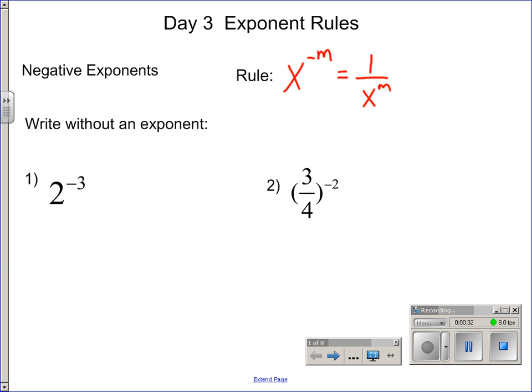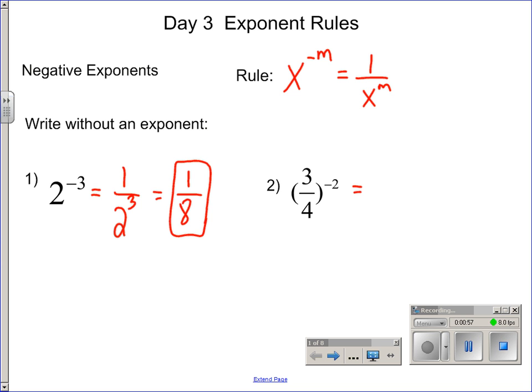So number 1, 2 to the negative 3. So we're going to flip the 2, make the exponent positive. And then we're going to evaluate it. What is 2 to the third? Right, 8. So that is the answer. Now you can do 2 to the negative 3 on your calculator to check it. But the problem is in a second when we go to do variables.